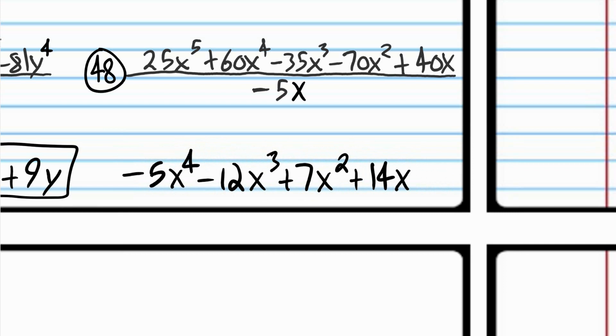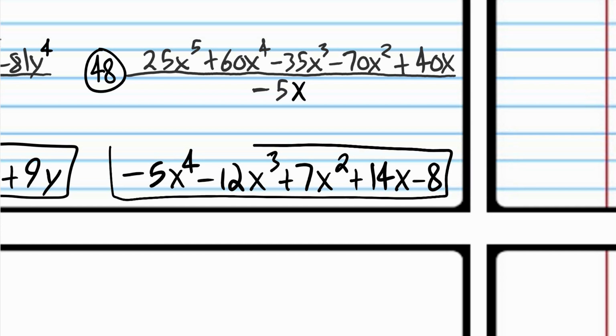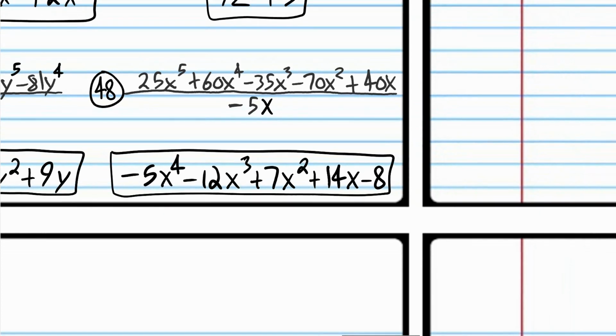40x divided by negative 5x, that becomes negative 8. And the x's just cancel out. If you subtract the powers, 1 minus 1 is just 0. X to the 0 is just 1. So that becomes 8 times 1, which is just 8. So if you got that answer, excellent.